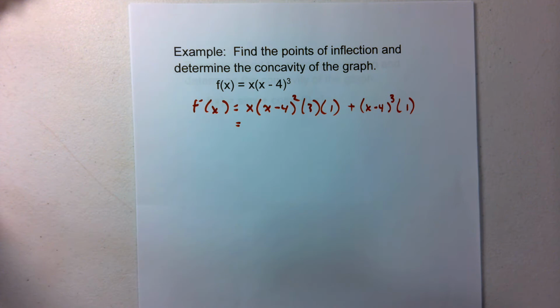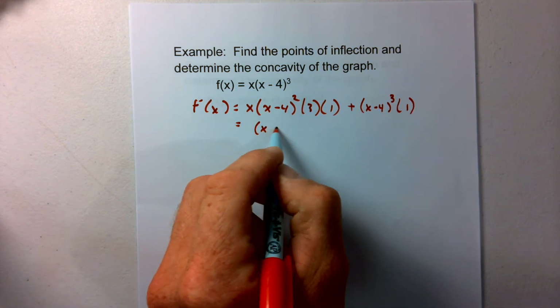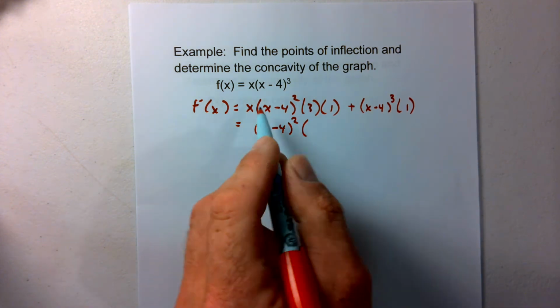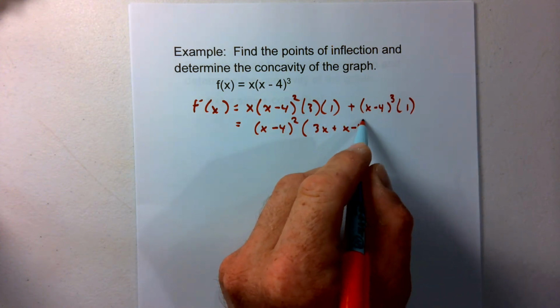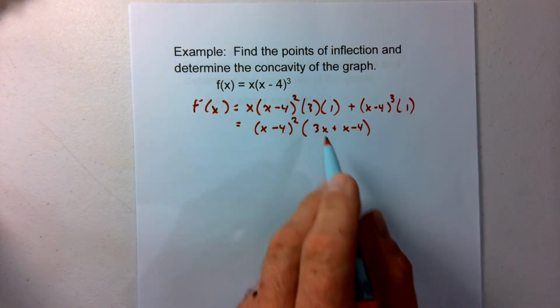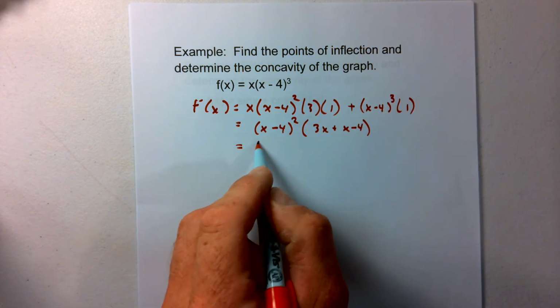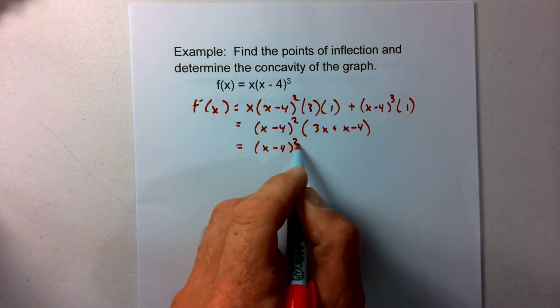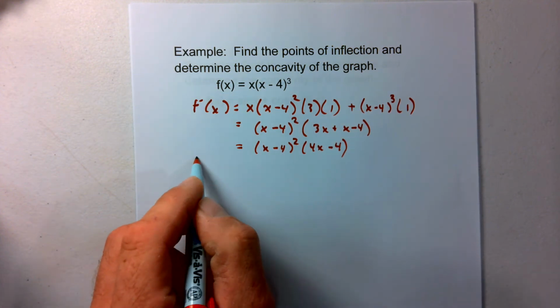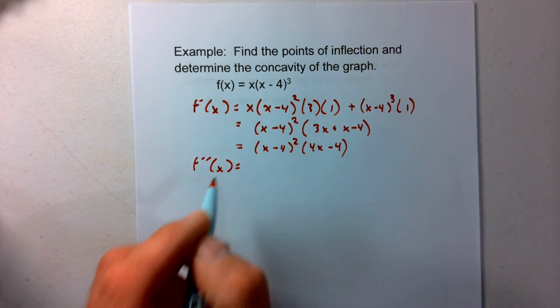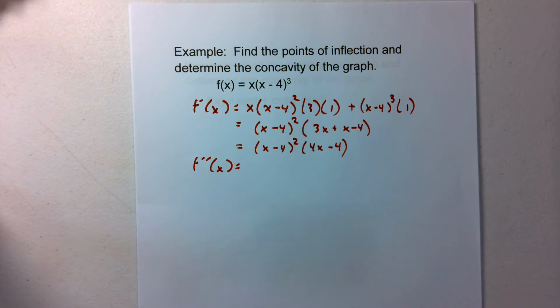So what I would do is go ahead and clean this up just a little bit. We can take out an x minus 4 to the second. So here we have 3x plus x minus 4. Give me that quantity there to the first power. So that gives us an x minus 4 squared times a 4x minus 4. Then we can go ahead and find our second derivative, because ultimately, that's what we're looking for.